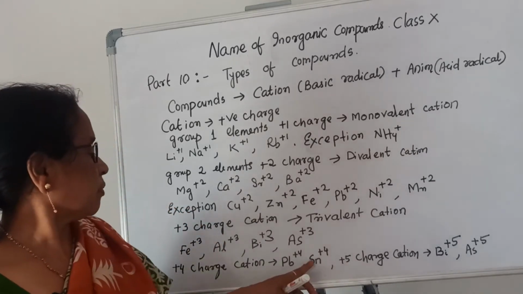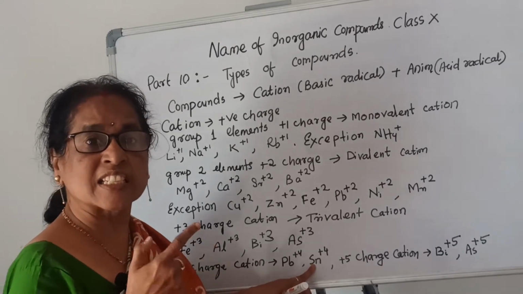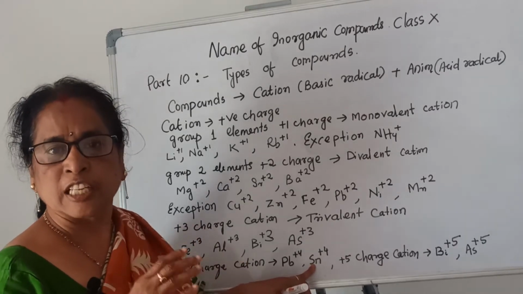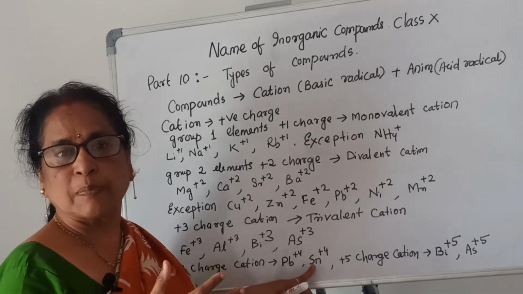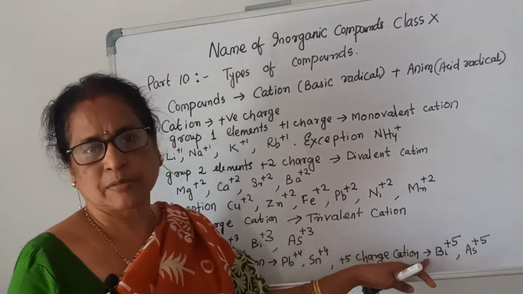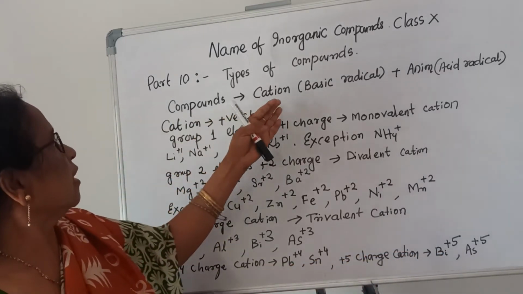Sn means tin, stannum in chemistry. Stannum changes to stannous. When it is called stannous it is plus 2, when it is stannic it is plus 4. So you can try yourself, a few compounds can be possible. So I hope it is clear.